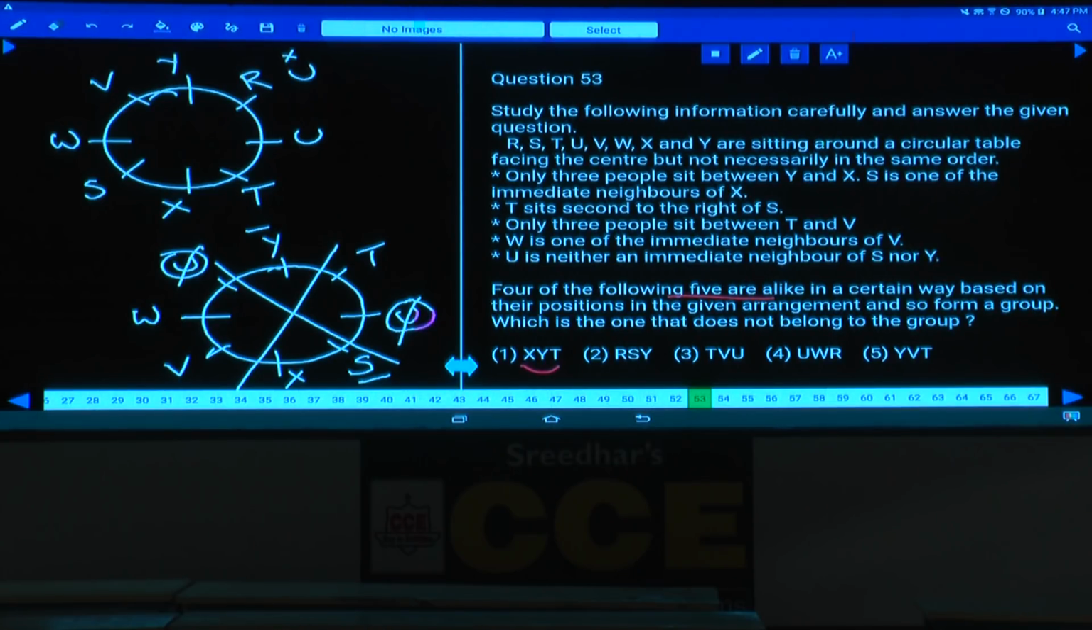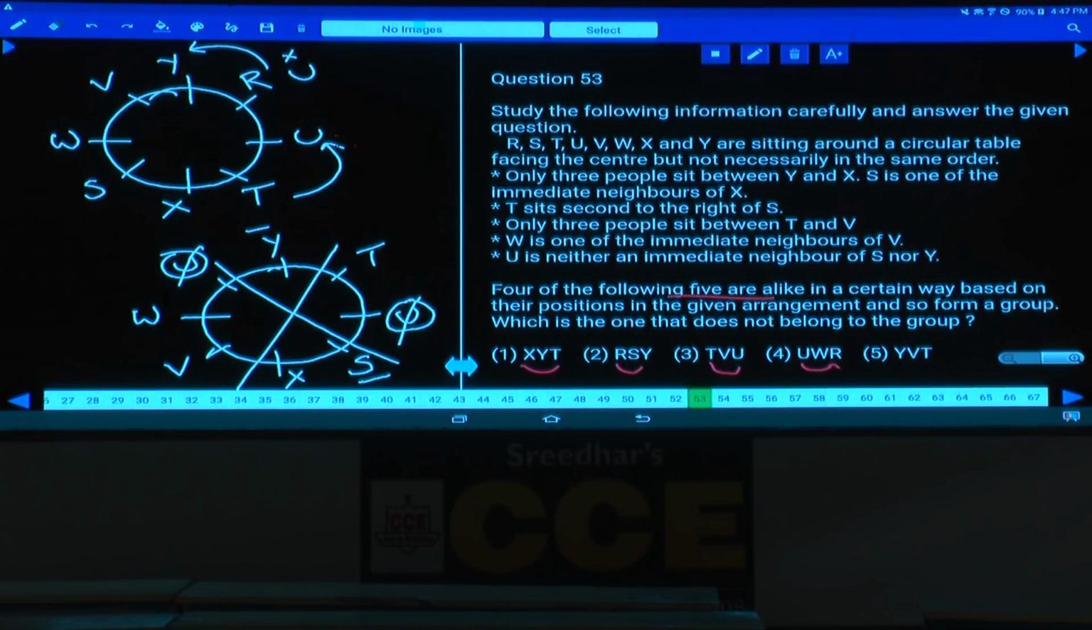R, S and Y. R and S are opposite to each other and to the immediate right hand side of R is Y. And T and V. T and V are opposite and U is to the immediate right hand side of T, and this is also valid. And U and W. U and W are opposite and U's immediate right hand side is R, that is also valid.